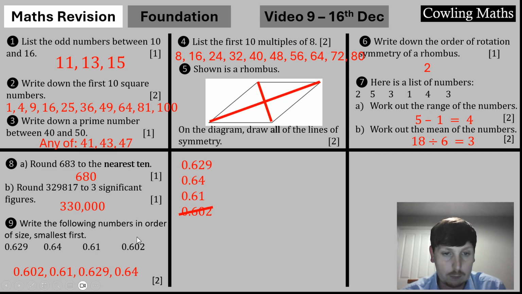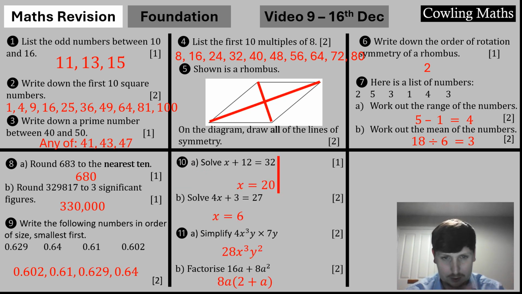So I'm going to cross that one off. We've used it. The next one then, just focusing on these hundredths columns, the 1 is the smallest one, so 0.61 goes next. We'll cross that one off. Then I've got 2 or 4, so obviously 2 is the smaller one, so the 2 goes next. And finally, we've got the 4, so that's them in size order. I'll read them out for you just in case you need it. So 0.602, 0.61, 0.629, and 0.64. Right, on to the algebra questions.